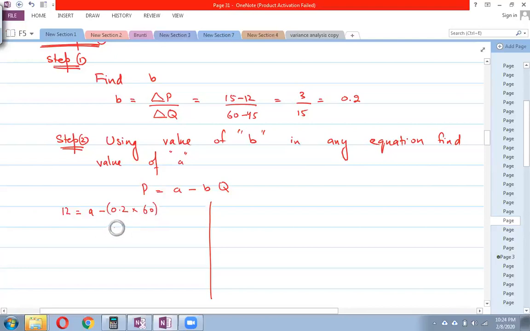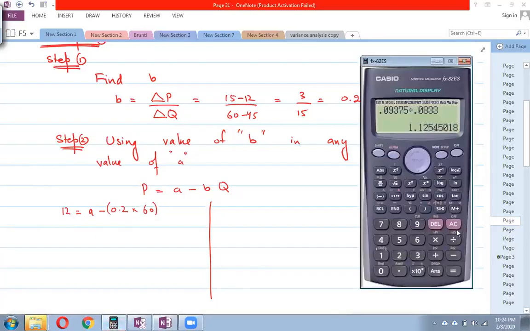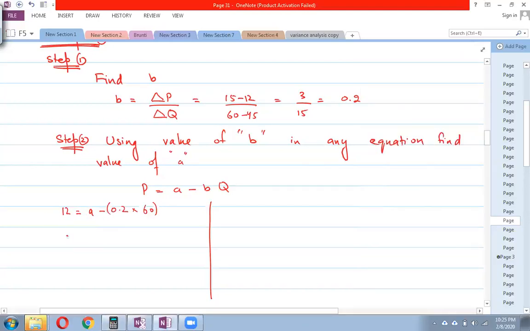Right, so always bracket first. So what do you get? 60 multiplied by 0.2, which is 12. It is minus 12. When it moves to the other side of the equation, it will become plus 12, and added with this 12, A will be 24, right?